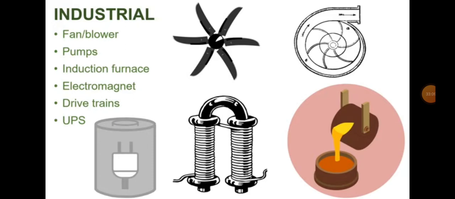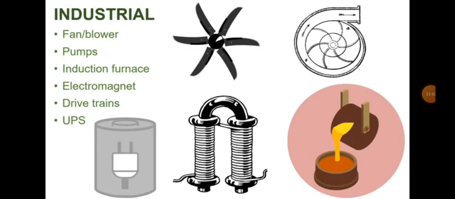Hence, industry has moved on to induction furnaces. Next application is electromagnet. In the shipyards or in the shipping industry, when we want to lift huge metal containers which are used in the shipping, we are going for electromagnets. For powering or controlling those electromagnets, we are using power electronic converters.